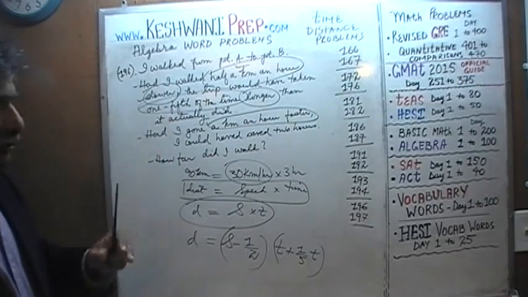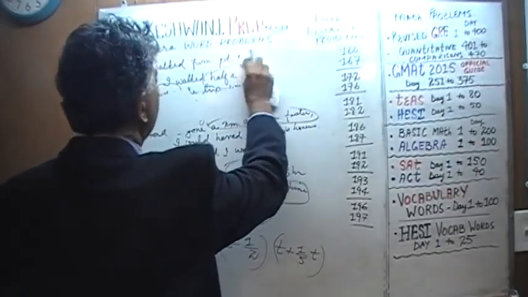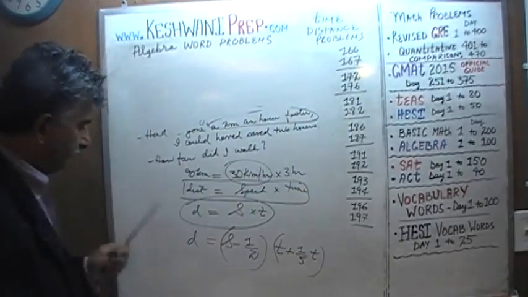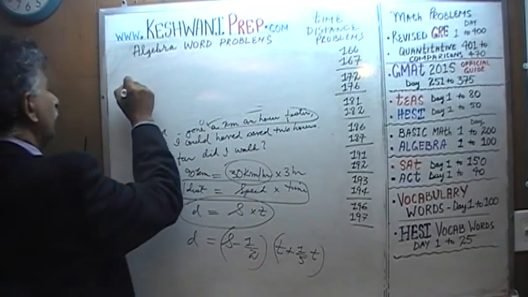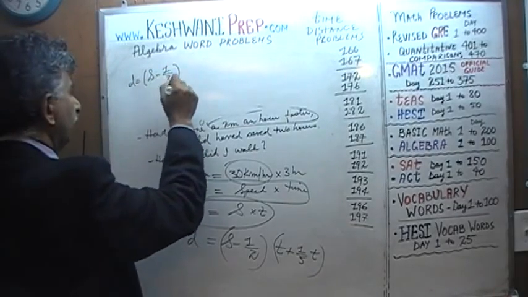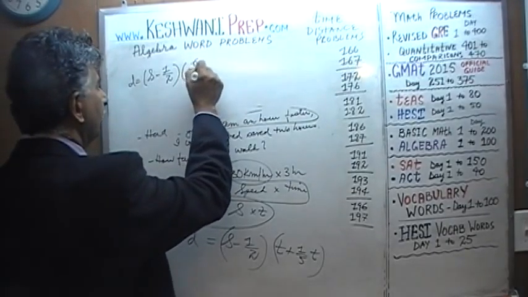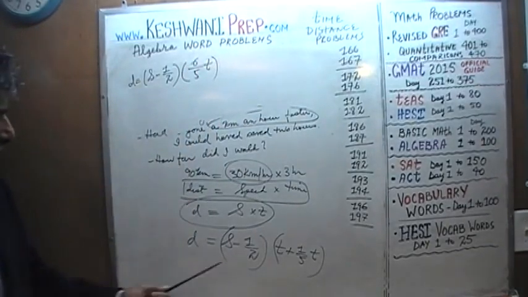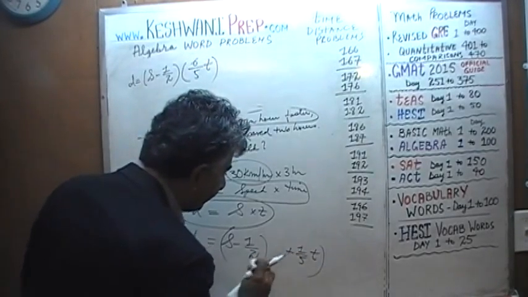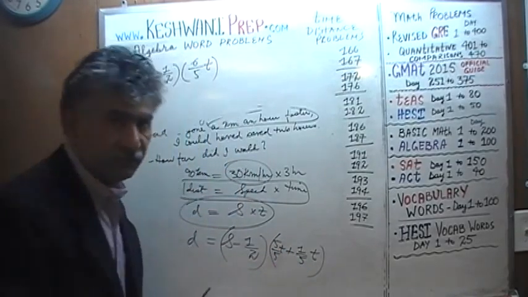Let's work on this first equation on the top, and then we'll worry about what would happen if I were to go faster. So d equals s minus half, times t plus 1/5 t, which is the same as 6/5 t, because t is the same as 5/5 t, which is 1 t, plus 1/5 is 6/5 t.